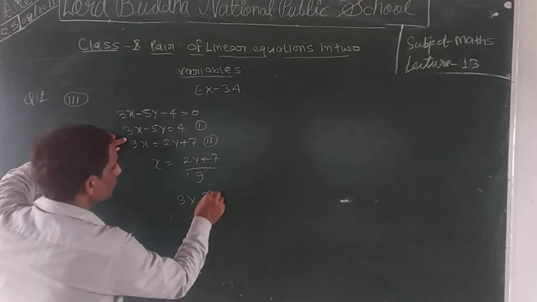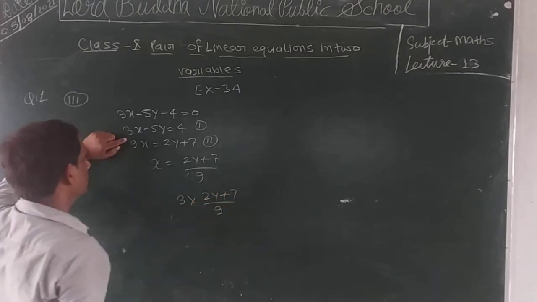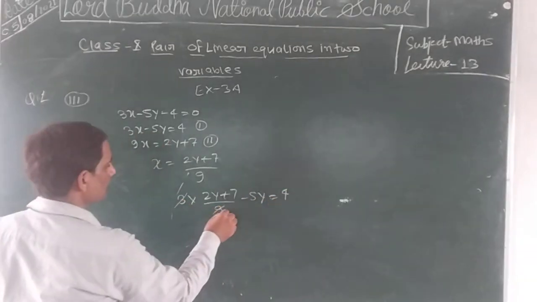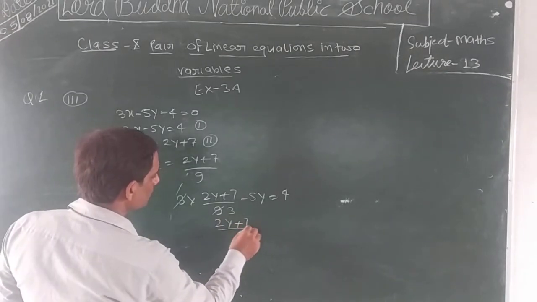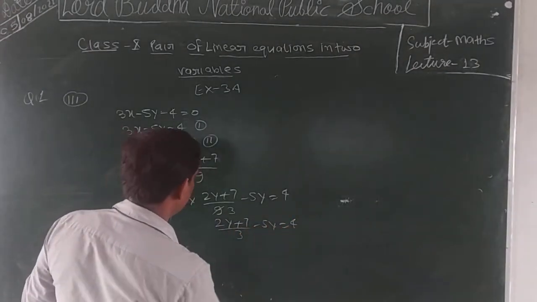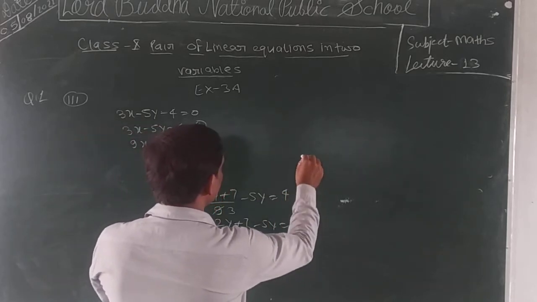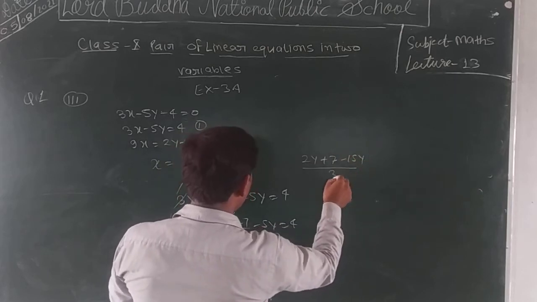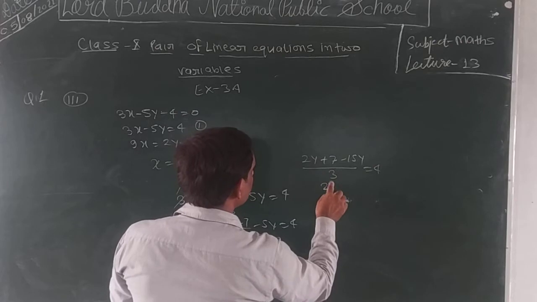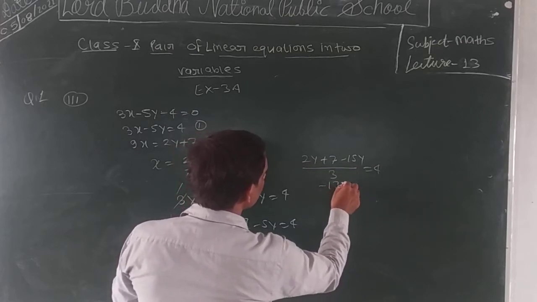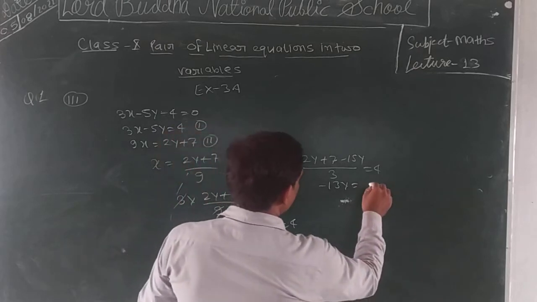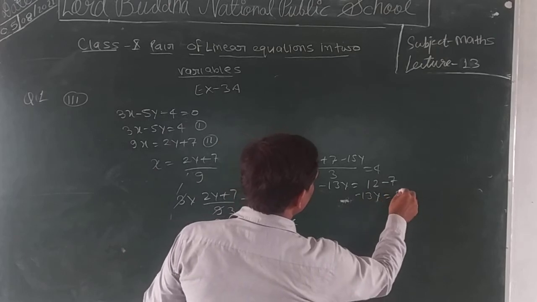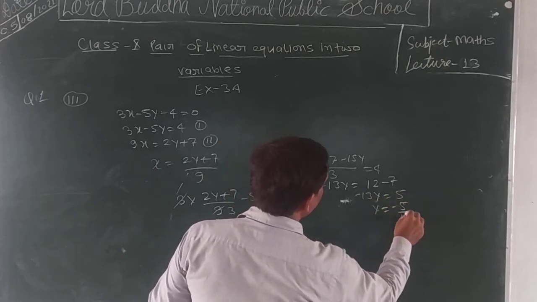Okay, so 3 into (2y plus 7) upon 9 minus 5y equal to 4. Here 3 1 is 3, 3 3 is 9. So (2y plus 7) upon 3 minus 5y equal to 4. Here we solve it, we get 2y plus 7 minus 15y upon 3 equal to 4, or 2y minus 15y is minus 13y, equal to 4 into 3, 12 minus 7. Minus 13y equal to 5, or y equal to minus 5 upon 13.